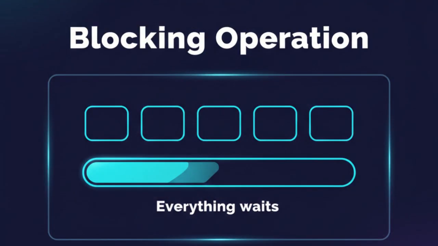And now let's talk about blocking and non-blocking code. So when I say blocking, code waits. Non-blocking code does not wait. Now let's imagine you're reading a file. In a blocking system, the server will say, I will not do anything else until this file is completely read. So everything stops and waits. That's blocking. But in Node.js, things work differently.